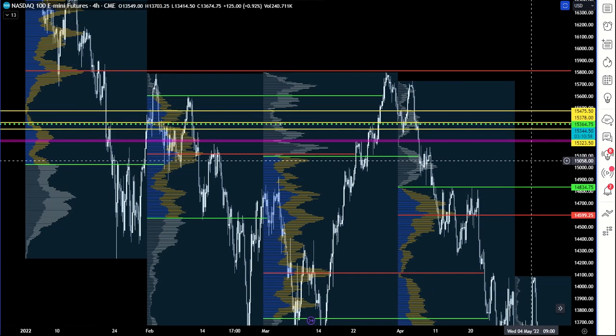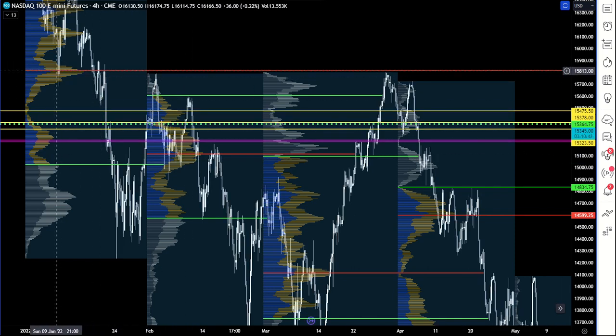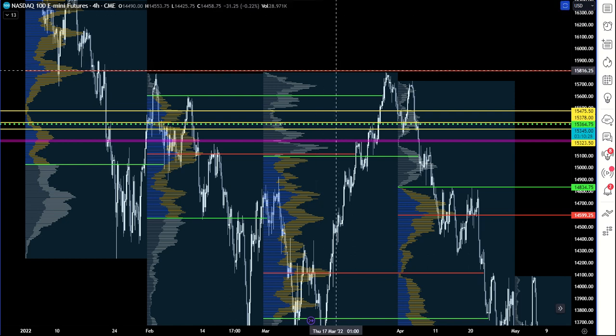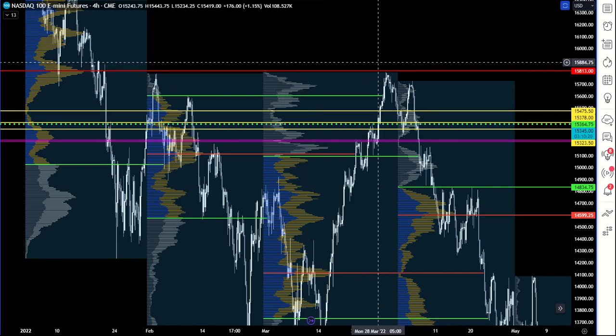Okay, so this gets really interesting. We have a virgin point of control. A virgin point of control is a point of control that has never been revisited. And this is back in January of 2022. This POC at 15,813 has never been revisited. So you know darn well I'm going to be putting a huge red flag on this one, because that's going to be real fun if we revisit that.